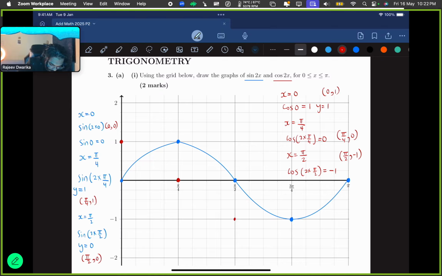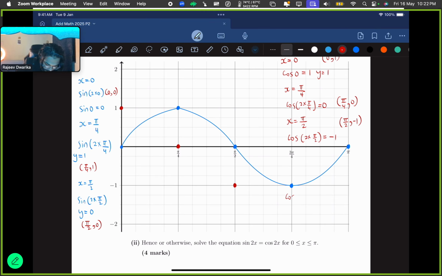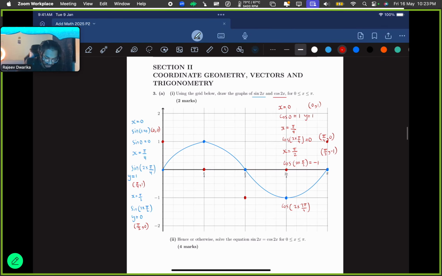Let me figure out some other points, but essentially you see that it's going that way. Let me do some other points real quick. Maybe we could try 3 pi over 4. So cos of 2 times 3 pi over 4 is 0. Yeah, 0 on my calculator. And we get the other point. Let me know if you understood that.